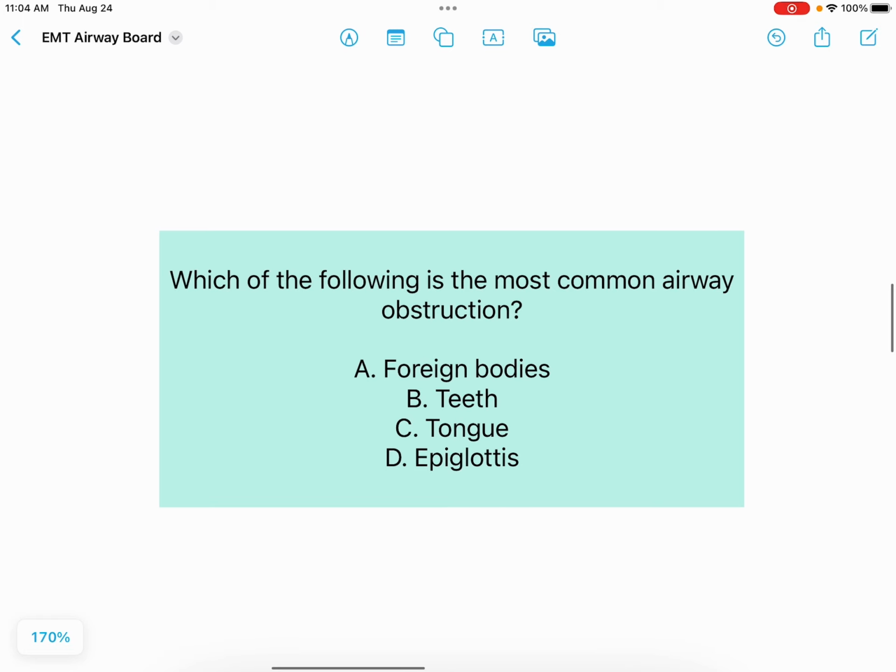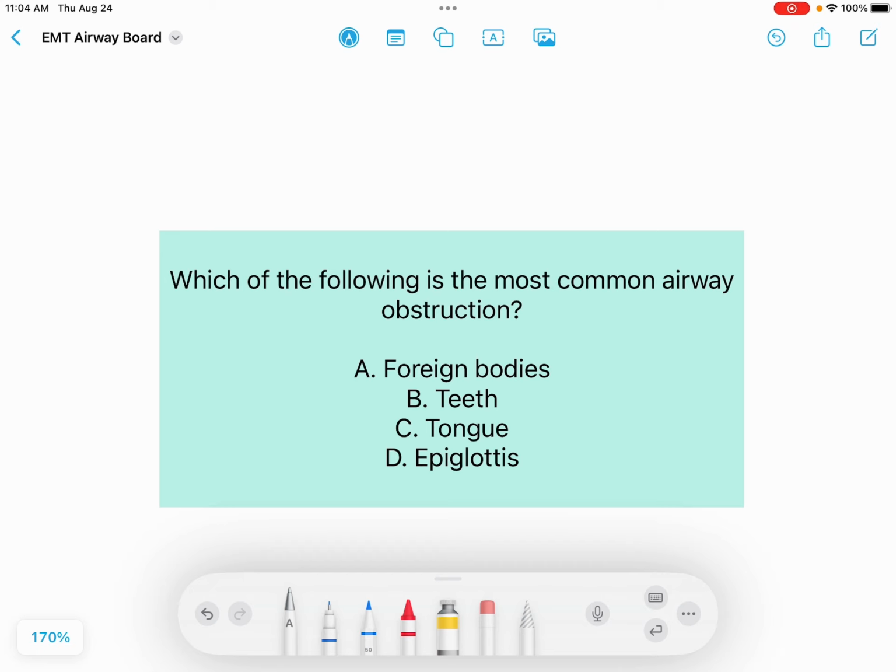So first question, which of the following is the most common airway obstruction? A, foreign bodies, B, teeth, C, tongue, or D, the epiglottis. You can take a second to pick an answer. And if you picked tongue, you would be correct. The tongue is the number one obstruction in the airway.